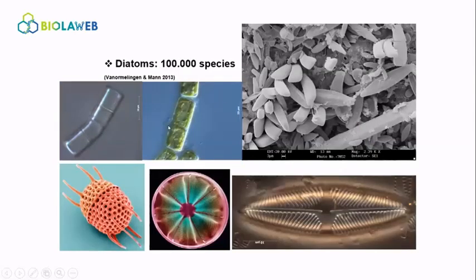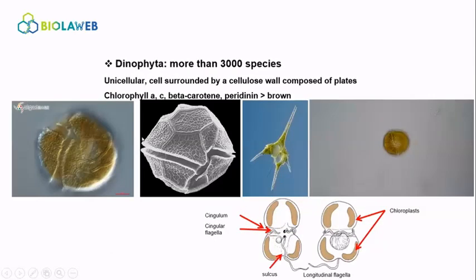And diatoms, 3,000 species. Its characteristic is to have these plates, so an extracellular skeleton in silica, and these strange plates. You have several toxic algae in marine environments, but not in fresh waters.